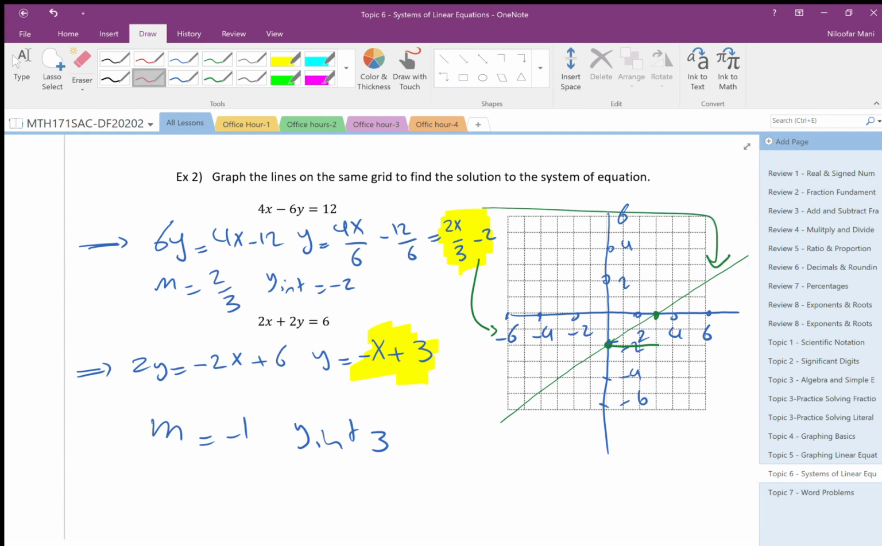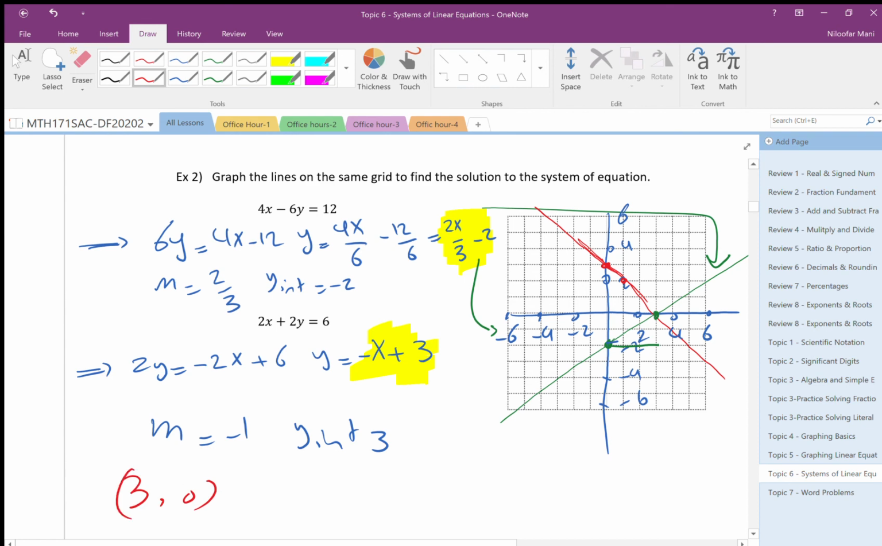How about the other one? I find 3, and then I look at my slope. My slope is minus 1 over 1, so I go 1 to the right. Remember, I always go to the right. I go 1 to the right, and then I go 1 down because it's negative. Then I just connect it. Okay, I can see 3 and 0, so 3 and 0 is the solution.